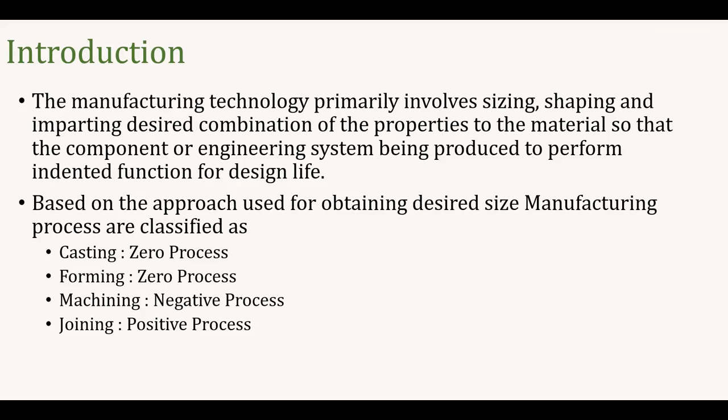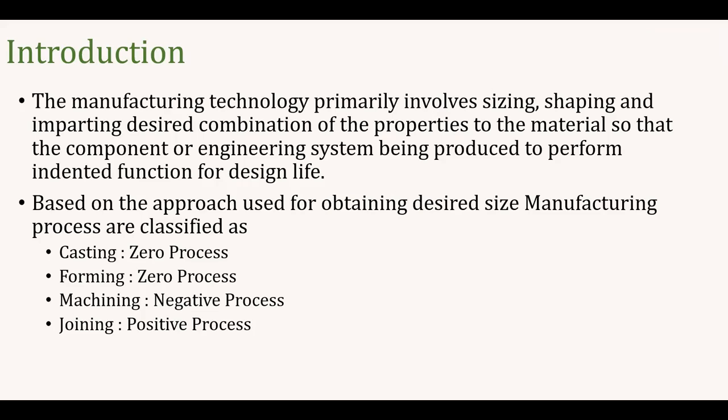Based on that and on the approach, manufacturing processes can be classified into four different types. One is casting, the others are forming, machining, and joining. Casting and forming are generally called zero processes because we are not going to add or remove any material from the component. We are just going to shape, reshape, or size the raw material in these two operations.